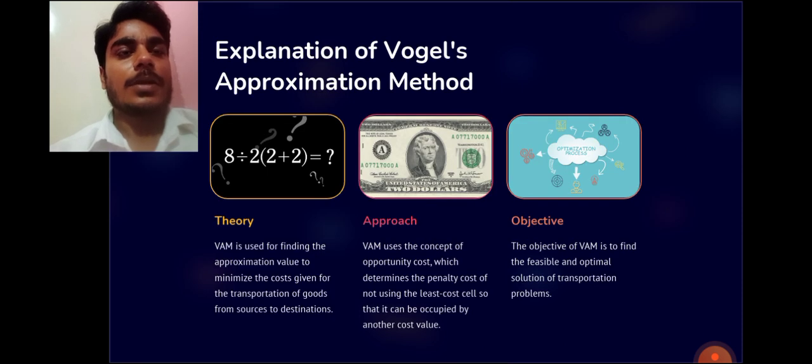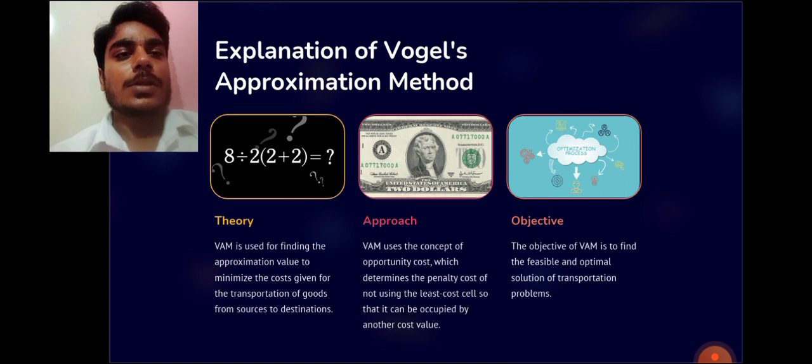The VAM methods are derived as three types: theory, approaches and objectives. First we are going to discuss the theory of the VAM method. The theory of the VAM method is used for finding approximate values to minimize the cost of transporting goods from sources to destinations, which means providing the shortest route to the customers. After that we are going to discuss approaches.